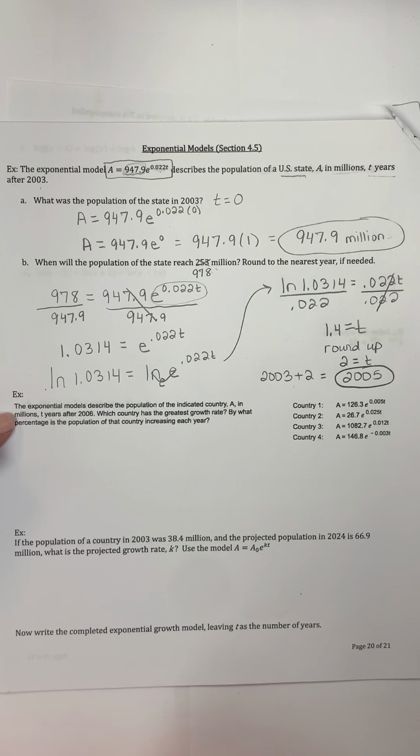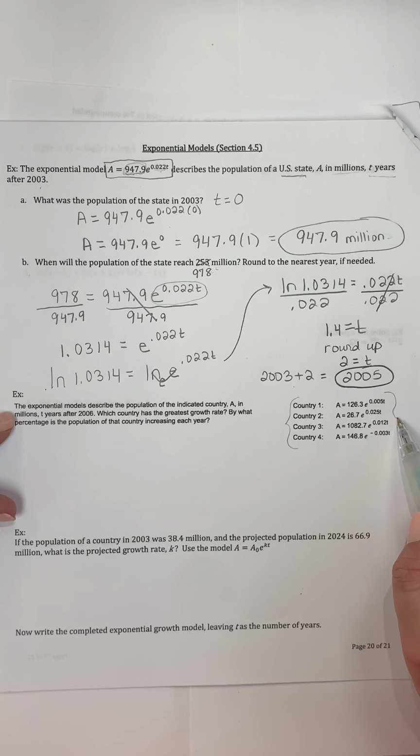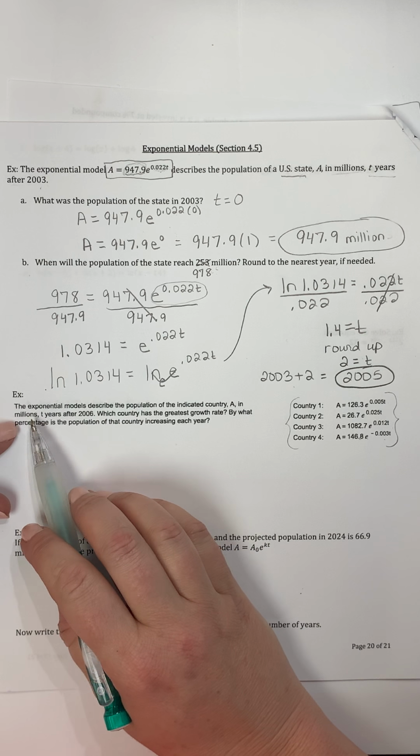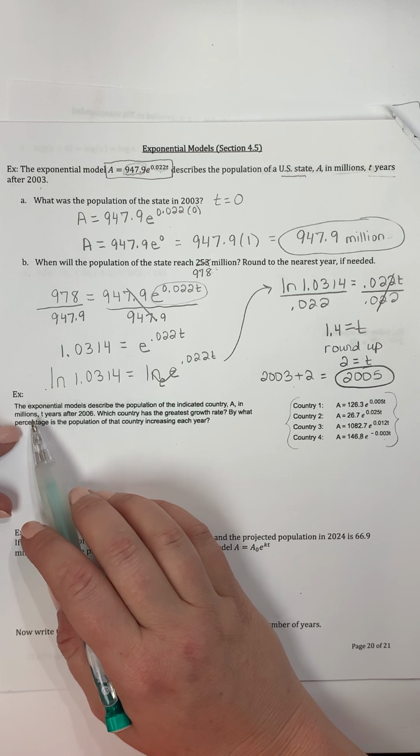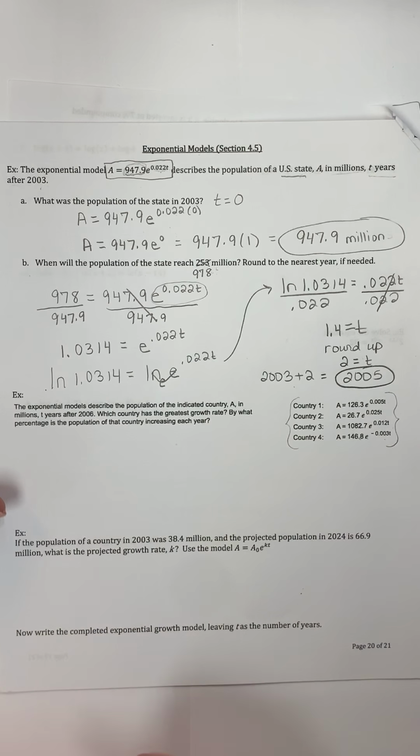Okay, next, this says the exponential models that you see over here describe the population of the indicated country. So country 1, 2, and so on. Here are the initial populations of each country, here's that special little constant we call K, and here's T. So it describes the population of the indicated country A in millions, T years after 2006. Which country has the greatest growth rate?